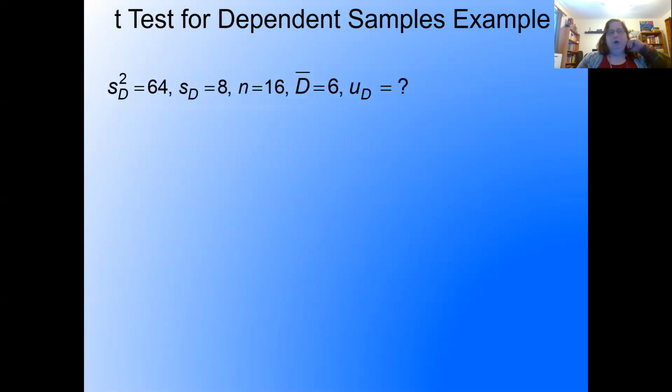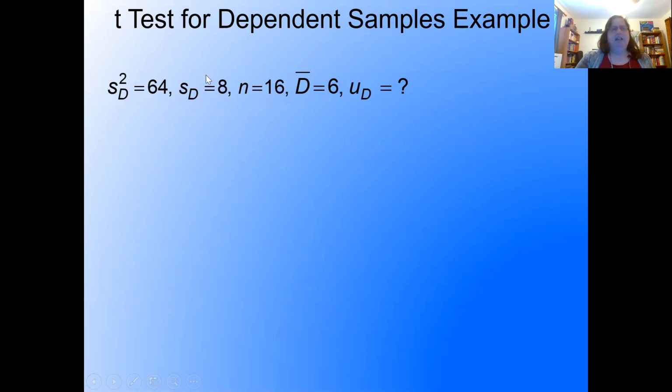So once again, we pull together all of our information. We were given that s squared d equals 64. We were given our n, our sample size, of 16. We were given a difference mean of 6. And I also have this SD of 8.